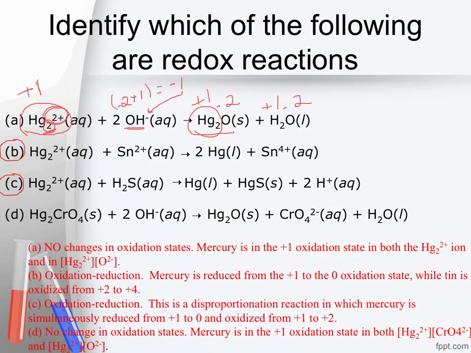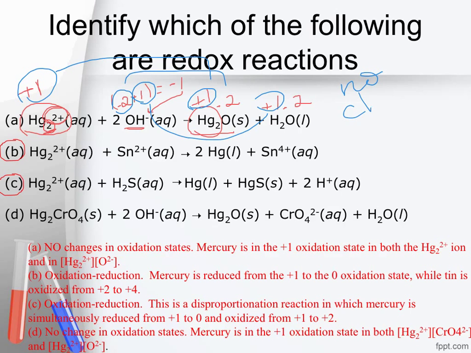Now, have there been any changes at all? Mercury has stayed the same. Oxygen has stayed -2. And hydrogen has stayed +1. No changes in oxidation number. That is not a redox reaction.